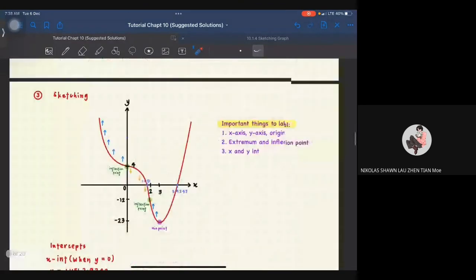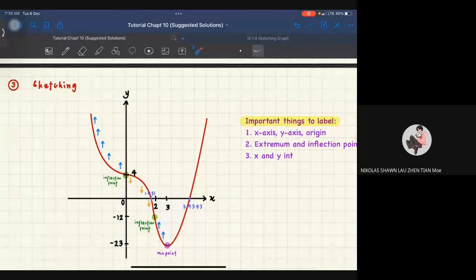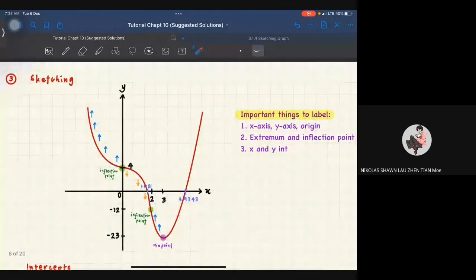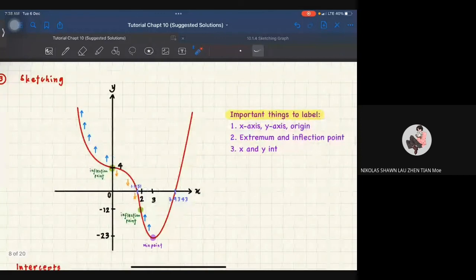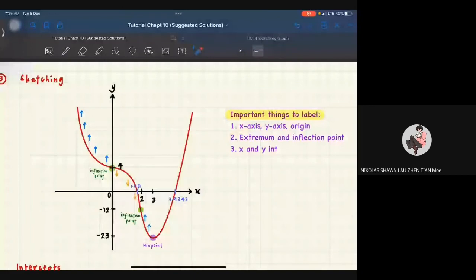Okay, so ni adalah graf yang lagi perfect lah kiranya kalau based on kita punya soalan tadi. Tengok dekat sebelah kanan. Antara benda penting yang awak perlu label adalah x-axis, y-axis, origin, extremum dengan inflection point, lastly adalah x and y intercept lah. So these are the things that you need to label, kena nampak secara obvious dalam awak punya graph. Saya dah label dekat sini, this is my inflection point.